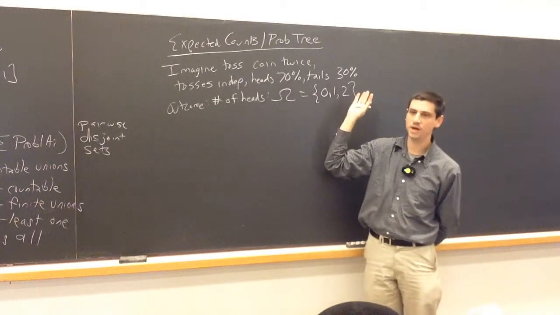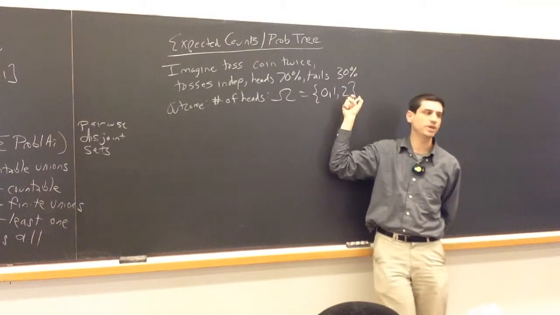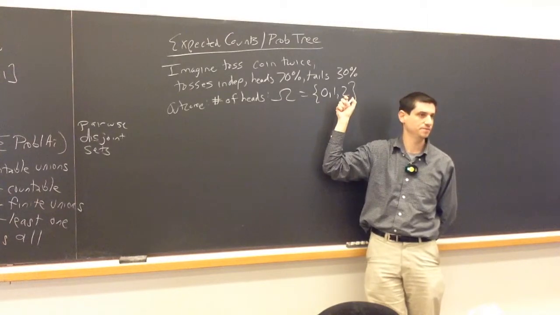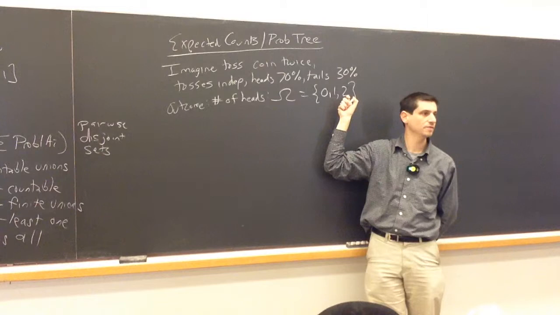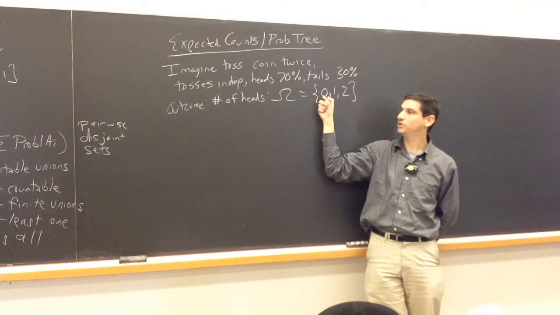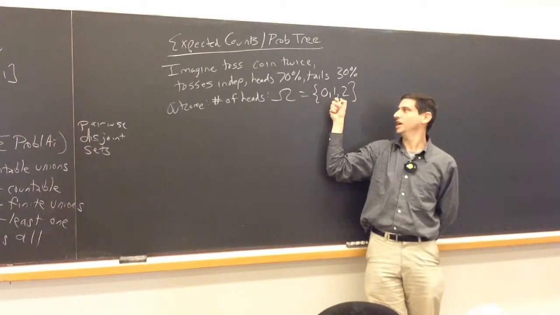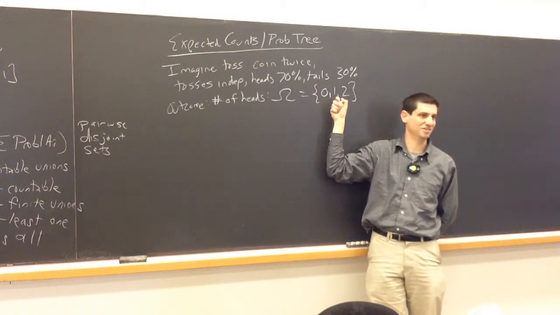Well, the tosses are independent. I have a 70% chance of getting a head on each toss. What's the probability I get 2 heads? 0.7 squared, 7 tenths squared, 49 hundredths. The probability I get 2 zeros, I'm sorry, the probability I get a 0: 0.3 squared, or 3 tenths squared. And whatever 1 is, that's got to be the remaining.